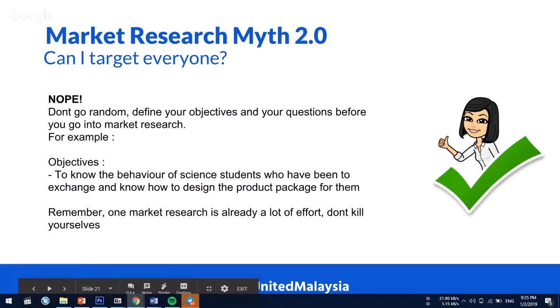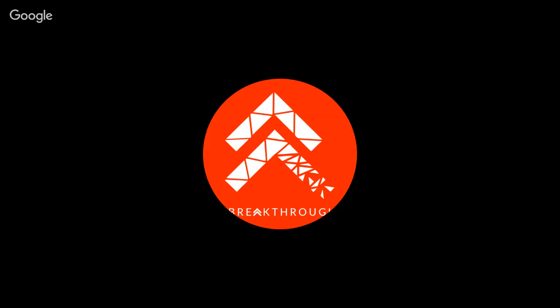So for example, let's take GV as an example because I've been doing GV a lot. My objective is to know the behavior of science students who have been on exchange and know how to design a product package for them. Very specific. I know it's for people who have been on exchange, and I want to design a product package for these people so I can have students.